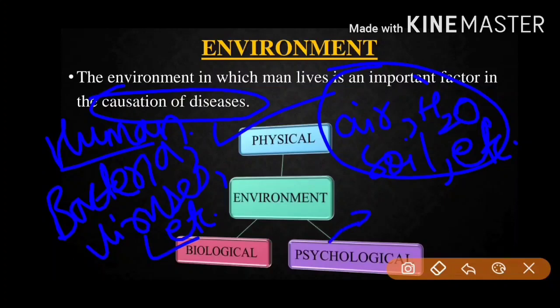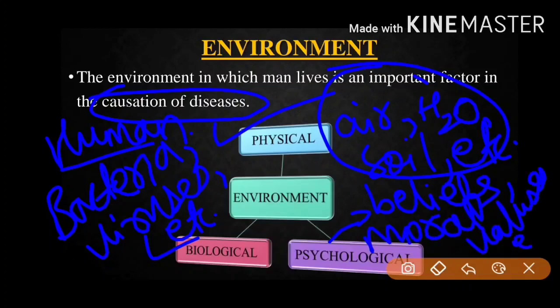Now let us come to the psychological. As the name suggests, it is all related to your beliefs, moral values, etc. It includes culture, customs, habits, beliefs, attitudes, morals, religion, education, lifestyles. That means all kinds are included: beliefs, moral values, your attitude, your religion, your habits, customs, traditions, education. All these are together included in the psychological.